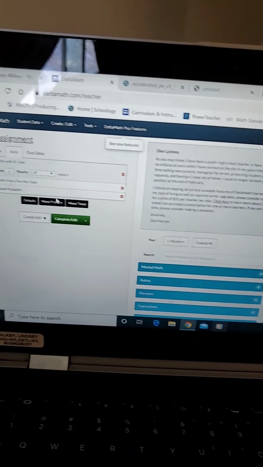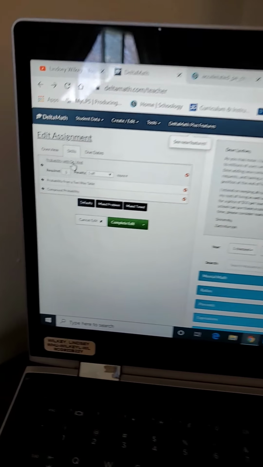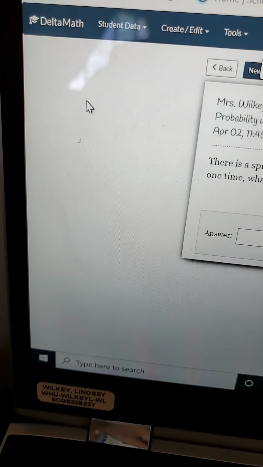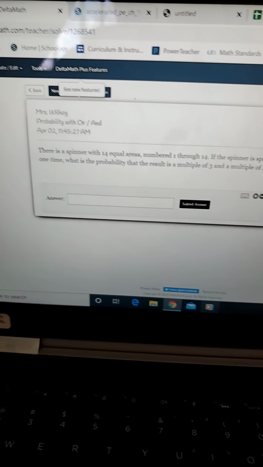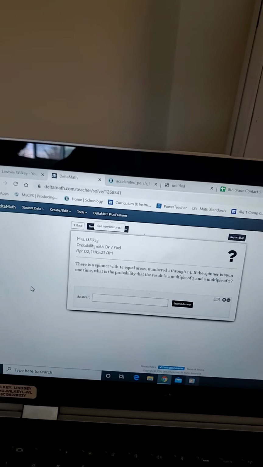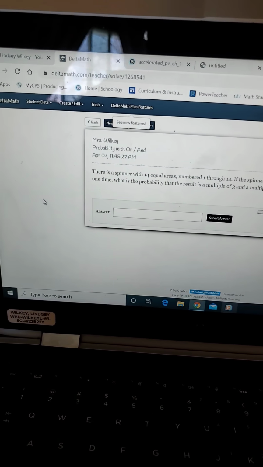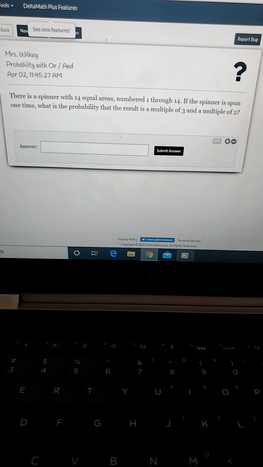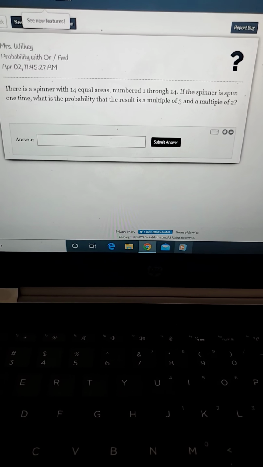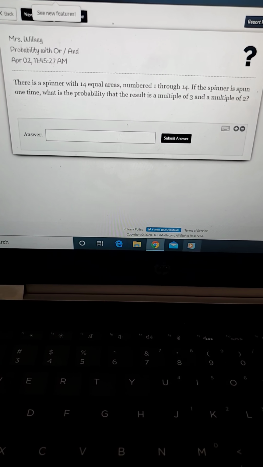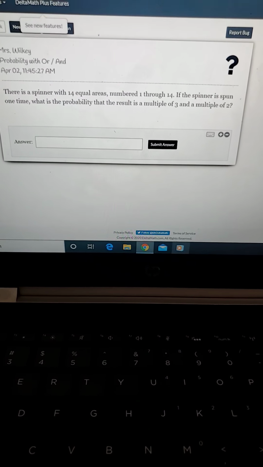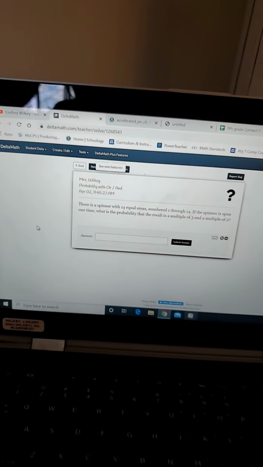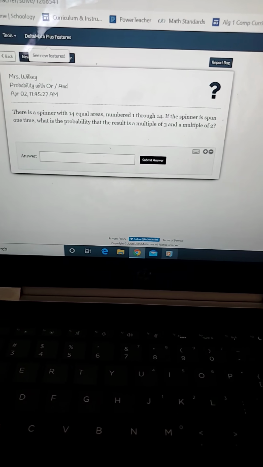All right, so we're going to dive into our first area here, and that's questions that ask you to find the probability of something, but it uses the words or, and. And we'll kind of tell you what that means as we go through the question. So this first question says, there's a spinner with 14 equal areas, numbered 1 through 14. If the spinner is spun one time, what is the probability that the result is a multiple of 3 and a multiple of 2? So we have to pay very close attention to that word, and, because it means that both things are happening. Okay.